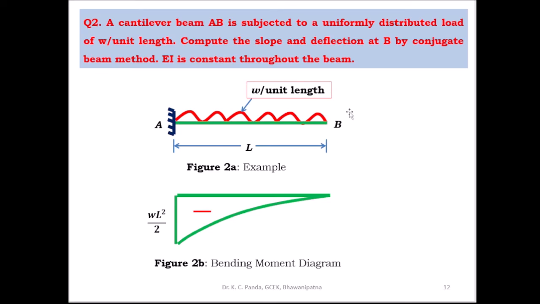What is the procedure? First you have to draw the bending moment diagram of the cantilever beam. The bending moment at B is equal to 0 and the bending moment at A is equal to minus WL square by 2, and this is parabolic. The bending moment diagram is parabolic, and this is the negative bending moment diagram. Then you have to draw the M by I diagram, and that M by I diagram is the loading for the conjugate beam. As the bending moment diagram is negative, you have to take the direction of the load upward.